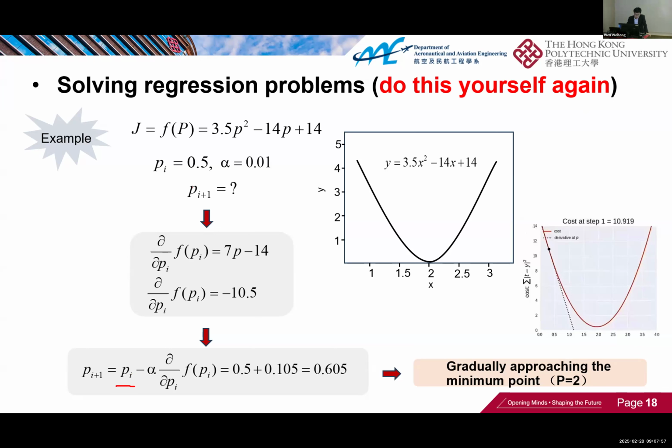So the first point is 0.5. It's at this point. After you do one iteration, it's going to be approaching a little bit to the optimal solution. For the next iteration, it's going to be approaching 0.6. And if you do one more iteration, it will be gradually approaching maybe this point, this point, this point, this one. Finally it will converge to this point.